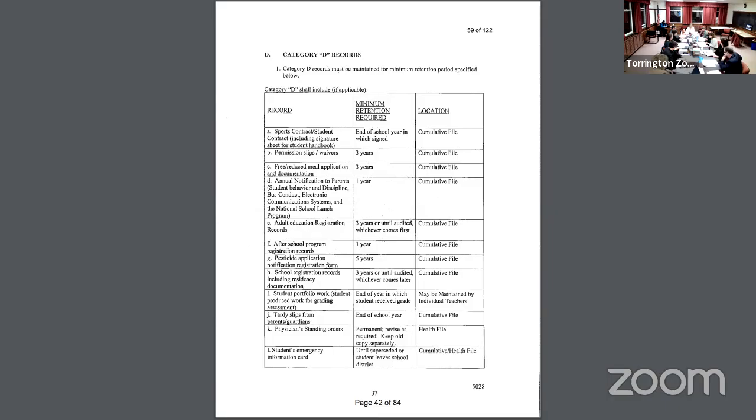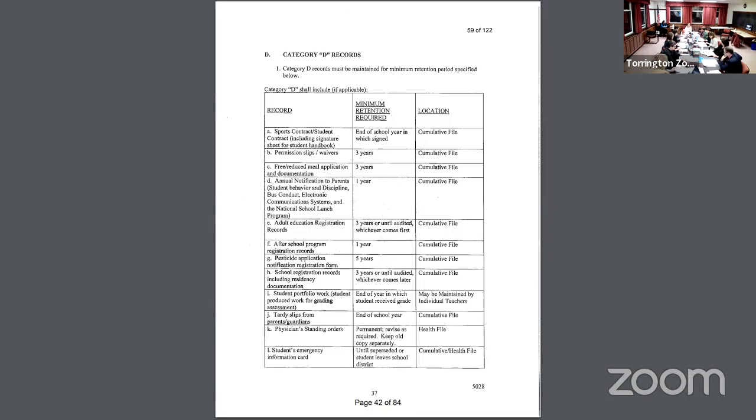But you're doing that now in accordance with what the state law dictates, correct? Yes, so we're in compliance, yes. Okay. With all of these different pieces. Okay.